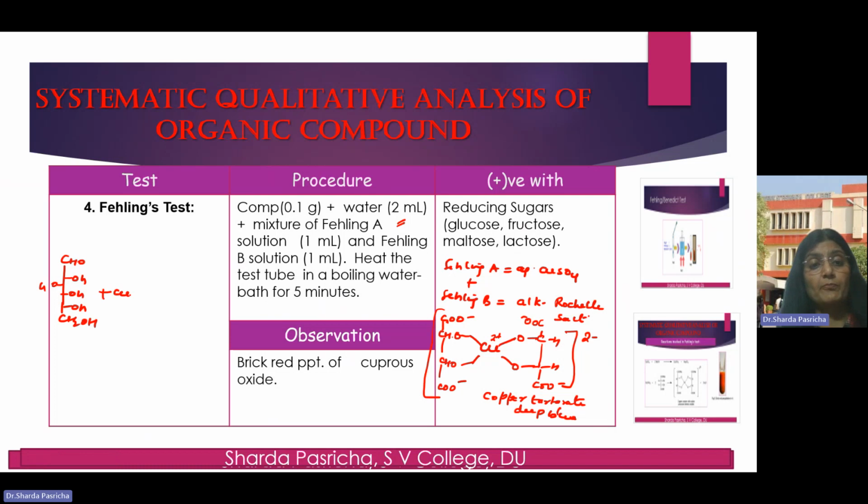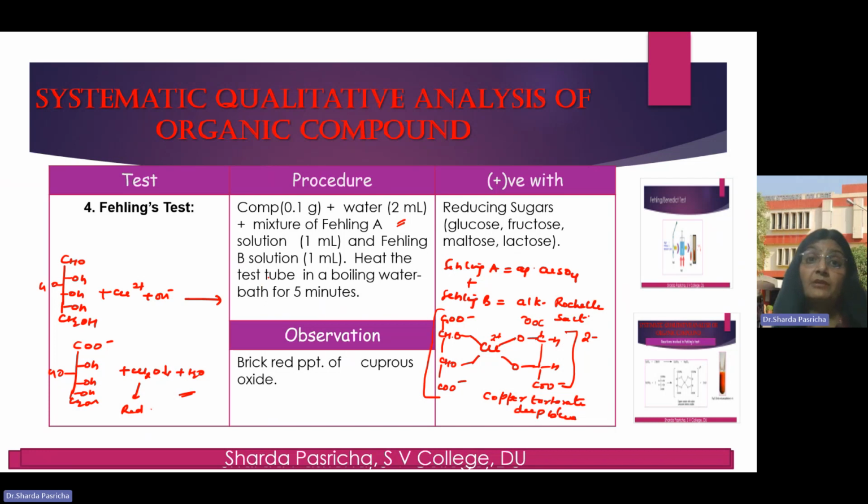So basically it has copper 2 plus ion in the alkaline medium. So again, in the alkaline medium, you will get the gluconic acid salt being formed, and the cupric ions are reduced to the red colored cuprous oxide.